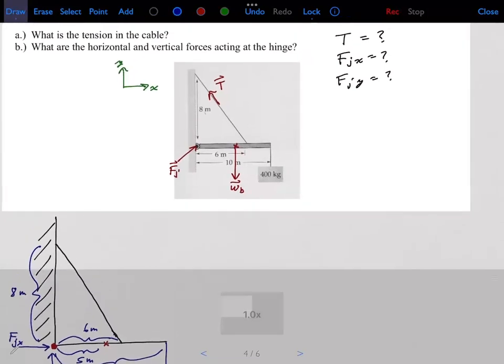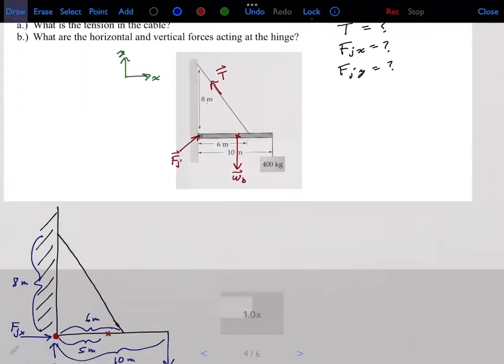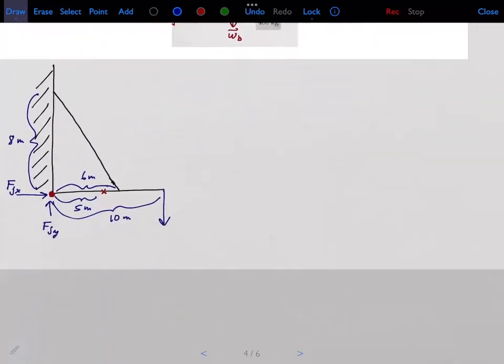Wait, what was the weight here at the end? Oh, 400 kilograms is the mass. So we have a weight here equal to mg, where m is 400 kilograms. And then we also have the weight acting here of the beam, which is the mass of the beam times g again. And the mass of the beam was what? I think it was 100. It is 100.